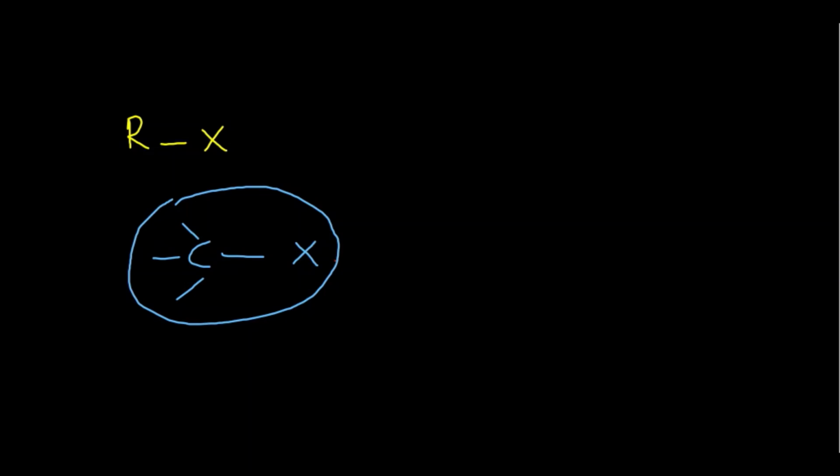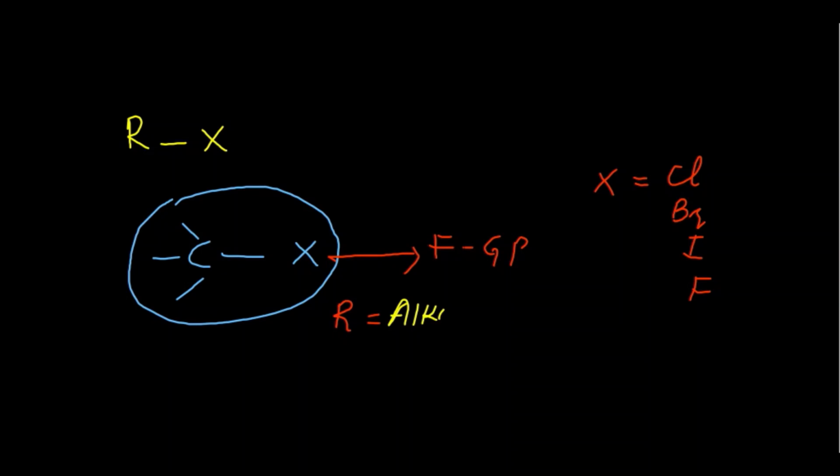In this general formula, X is the functional group, that is, a halogen atom. X may be chlorine or bromine or iodine or fluorine, and R is an alkyl group. R is equal to any alkyl group.